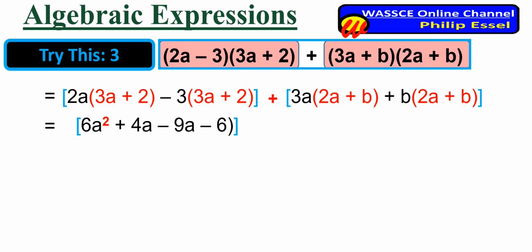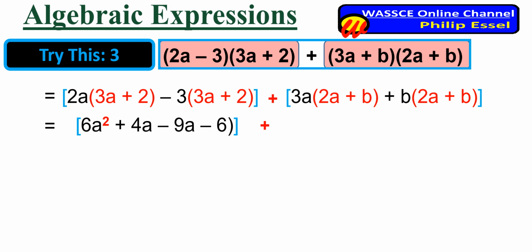Let's come back to the first part of our algebraic expression. So the 2a times 3a would give us 6a squared. Then the 2a times 2 would give us 4a. Let's go to the negative 3. It would multiply the 3a, and that would give us negative 9a. Then the negative 3 again would multiply 2, and that would give us negative 6.